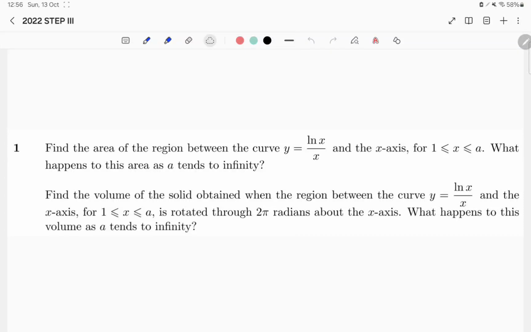Hello and welcome back. Today we'll be doing question 1 from the 2002 STEP paper 3. So let's get started. Question 1.